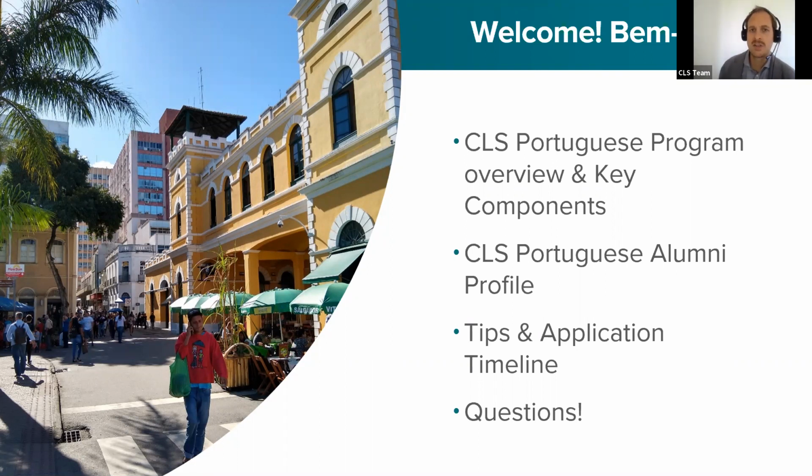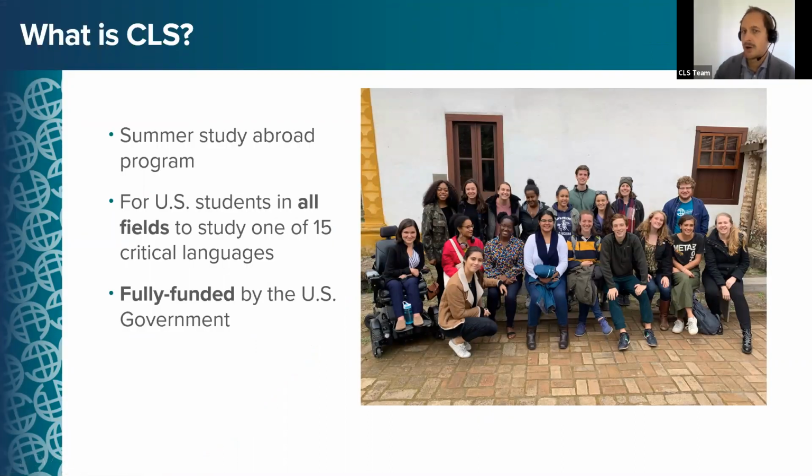Great. Okay, so let's jump in and talk a little bit about the CLS program and give you some of the key components. So the CLS program is a fully funded summer study abroad program. It supports U.S. students in all fields of study to learn what the U.S. Department of State refers to as critical languages. These are languages that are underspoken and undertaught in the United States, and the U.S. government wants to invest in participants to really increase the number of fluent speakers. Portuguese is just one of the 15 languages offered through the CLS program. If you are curious or you don't know the other languages that are offered, just go to our website and check them out. We're all over the globe.